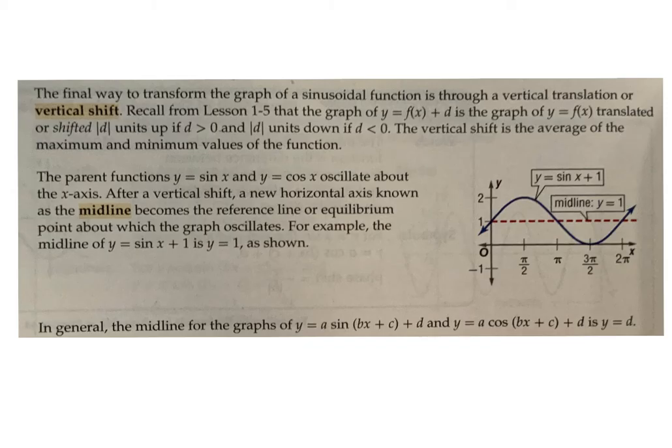Vertical shift means it moves it up and down. Your vertical shift is based on your D. D moves it up or down, exactly the way you would think it would. A positive D moves it up, a negative D moves it down, just like any other graph. The guy on the outside moves him up or down, plus or minus, all right?